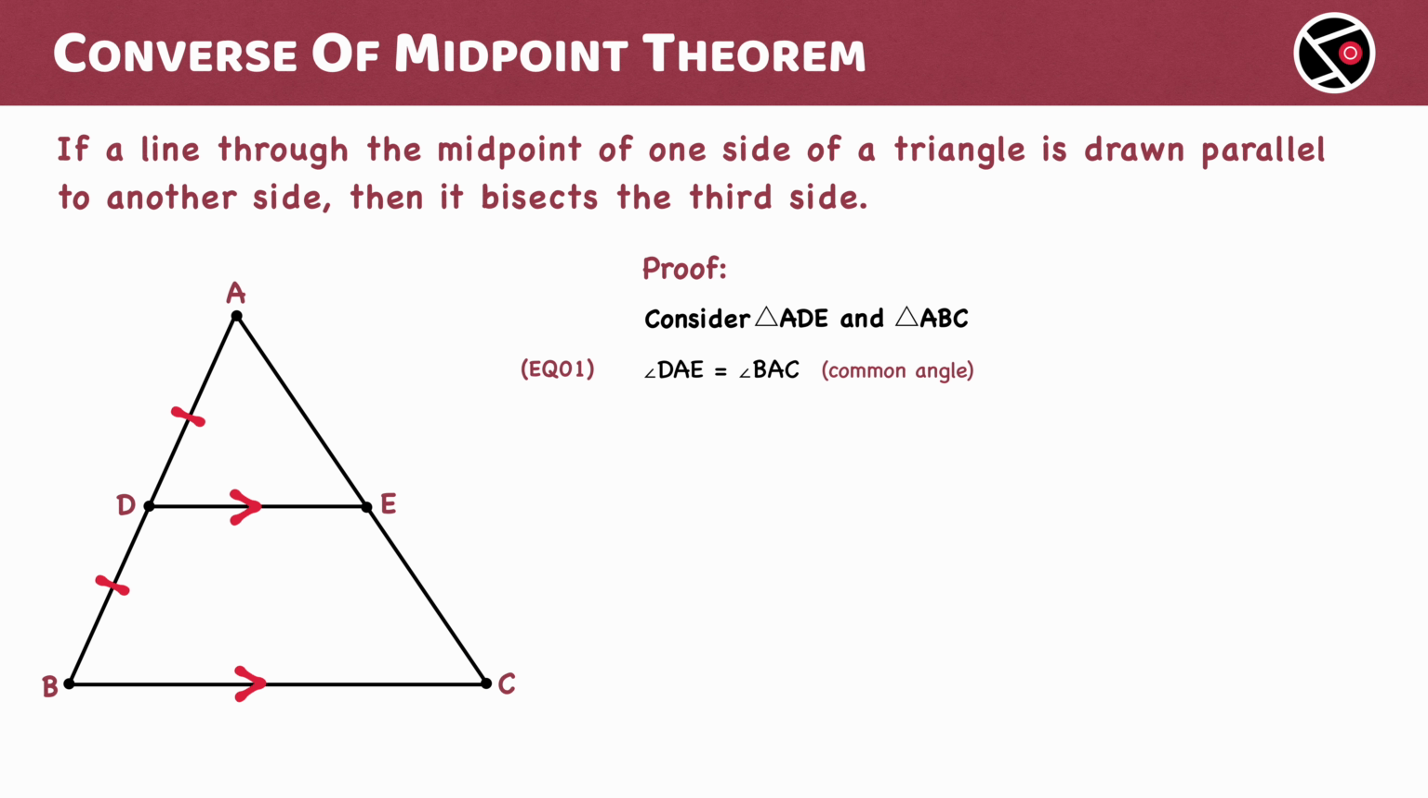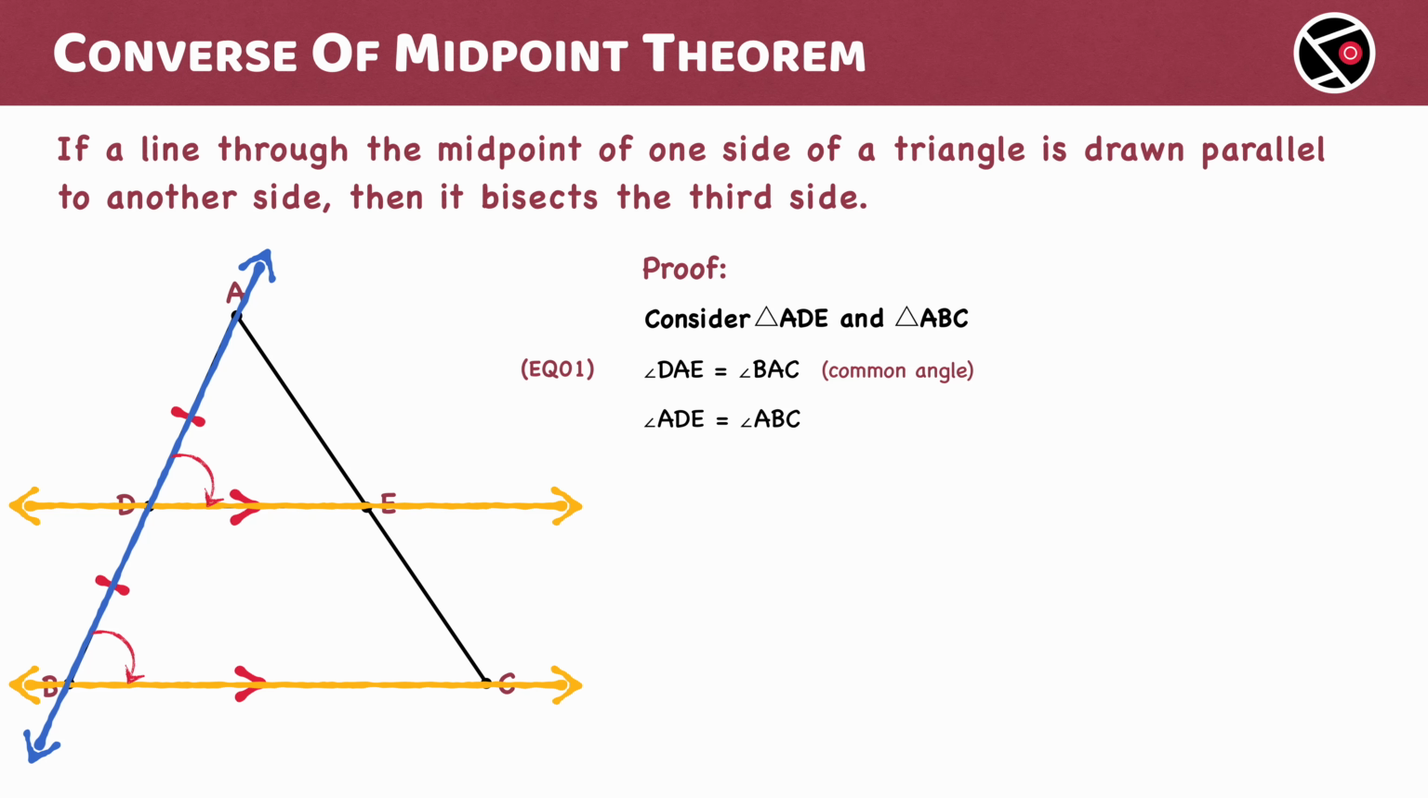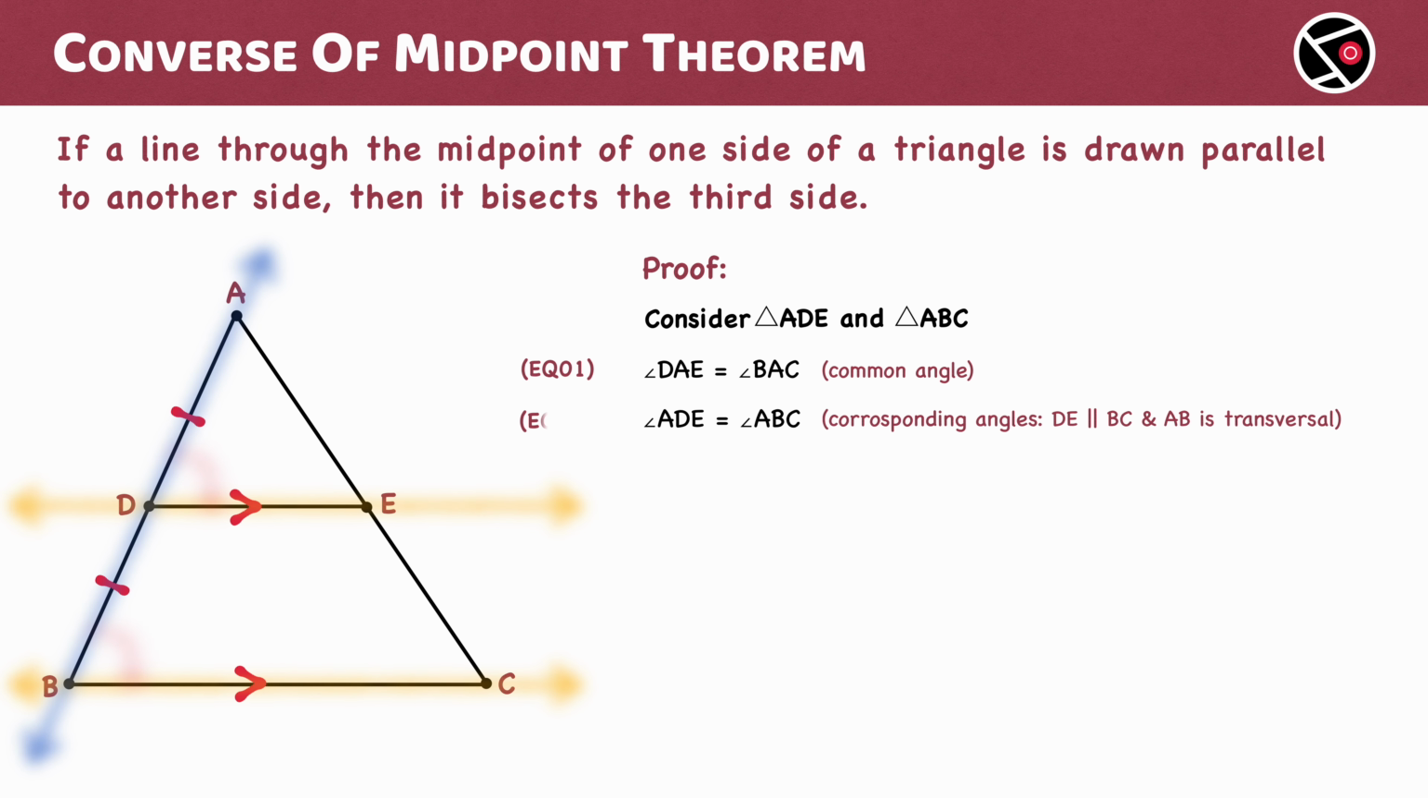Next, we have DE parallel to BC and AB is transversal to these parallel lines. So, angle ADE equals angle ABC. Why? These are corresponding angles, and corresponding angles are equal. This is our equation number 2.